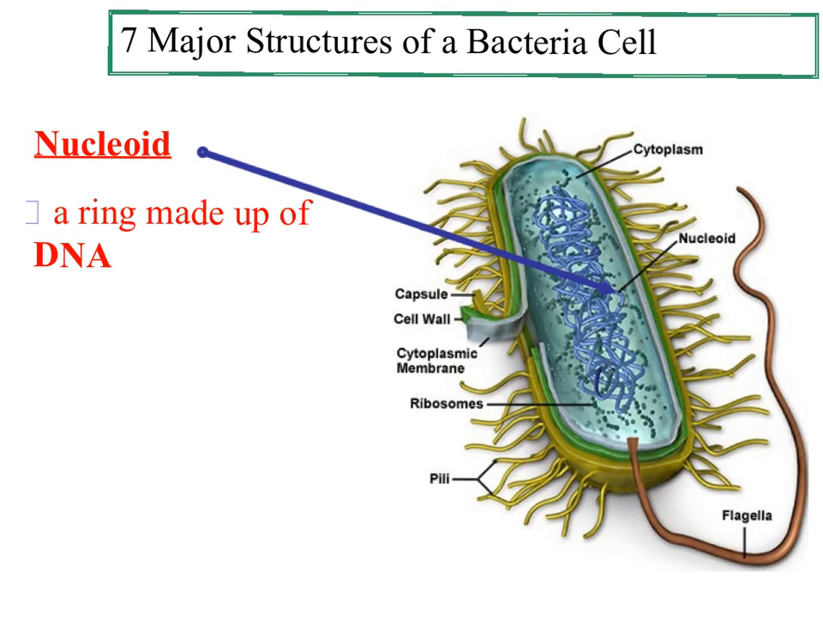Our next structure is called the nucleoid. And so this big blue line is pointing towards the genetic material. Now, there is no nucleus in a bacteria cell because remember, it's a prokaryote, so there's no nucleus. What they have instead is a ring made up of DNA that we call the nucleoid. Not a nucleus, a nucleoid.